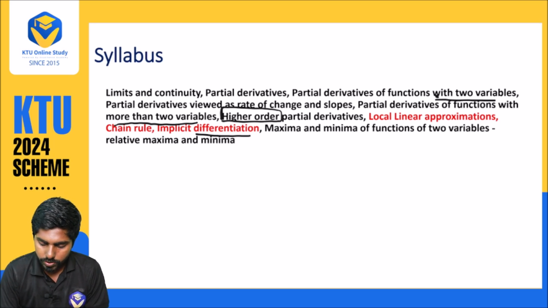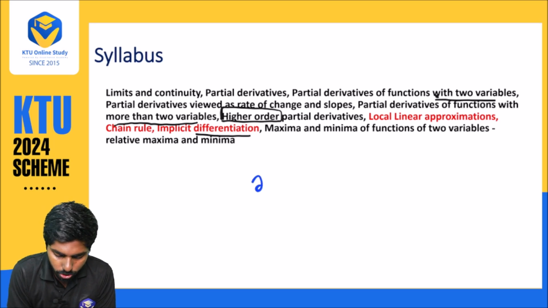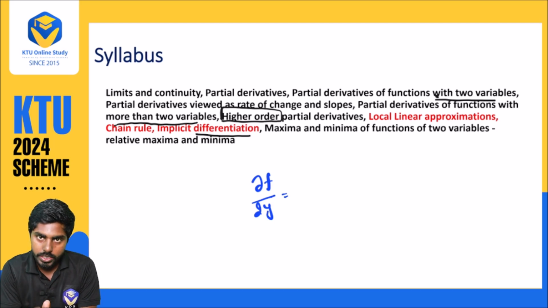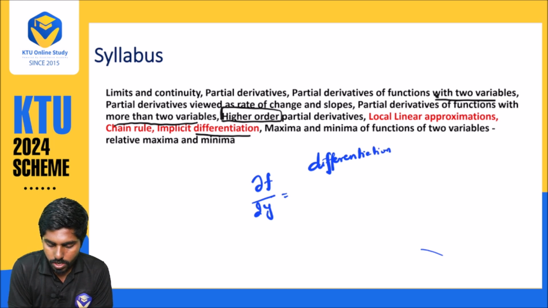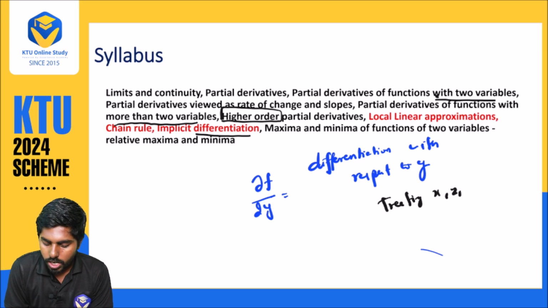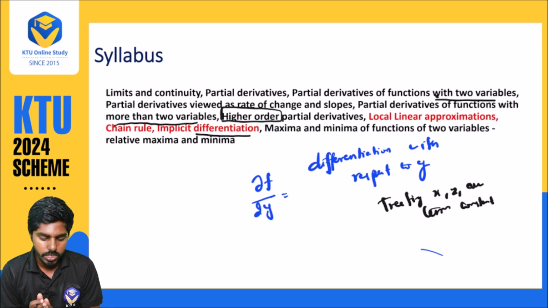That is, what we have learned is partial derivative. I have told you, partial derivative is a very important thing. Dou f by dou y means you want to do differentiation with respect to y, treating x or z or other terms as a constant. Okay, this is the condition you want to know: treating other terms as a constant. So today's class we are going to see the topic of chain rule.